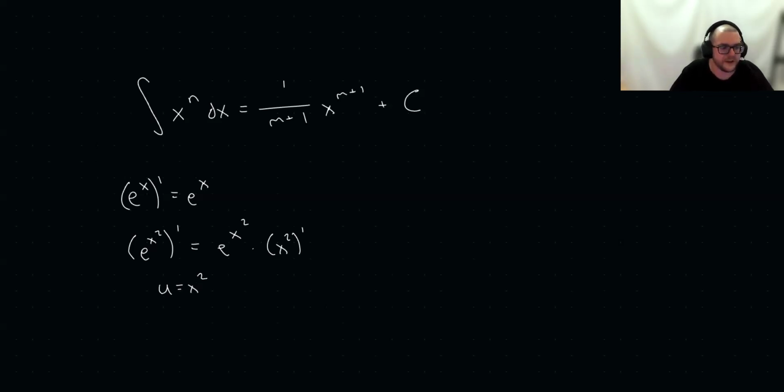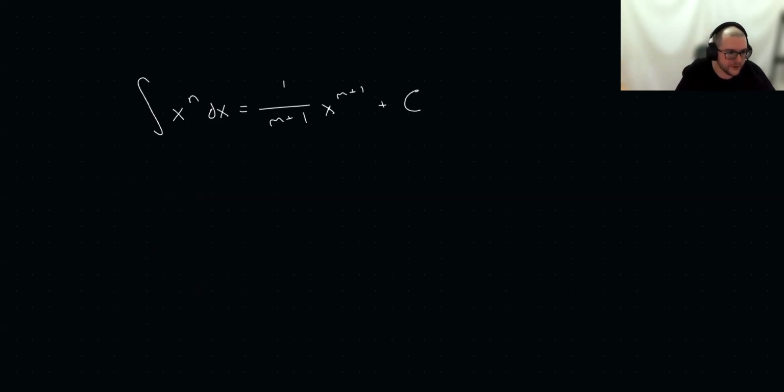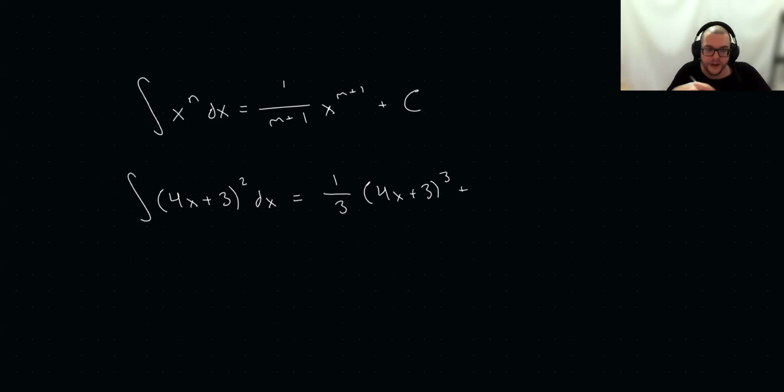Similar idea with integrals. If I have, let's say, the integral of 4x plus 3 squared, I cannot just say that this is 1 on 3 times 4x plus 3 cubed, right? Plus a constant. That's incorrect. That's wrong. We cannot substitute into these integration or differentiation formulas, unlike a lot of other areas of math where you can substitute.